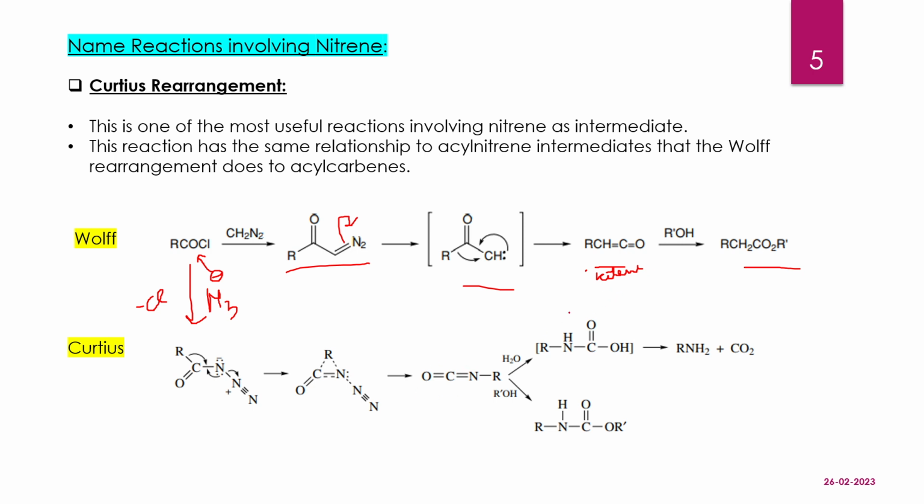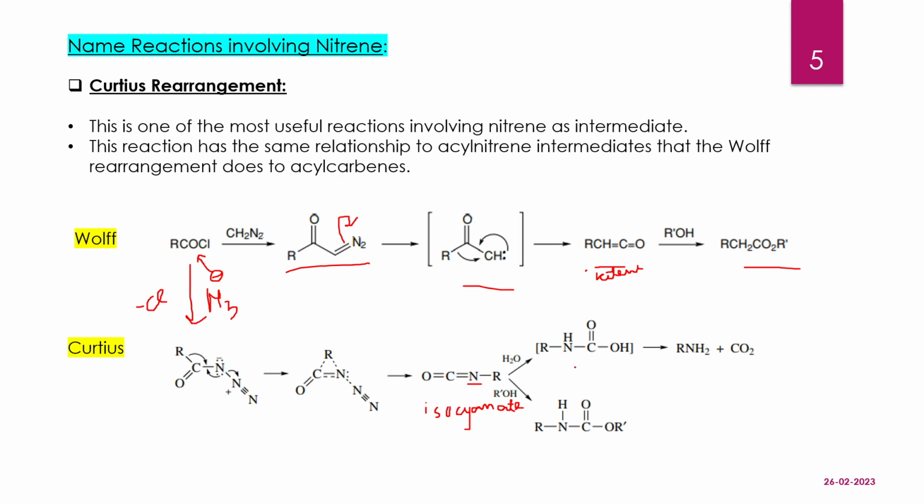This was called ketene. See the difference. There is a CH double bond O, but in this case, instead of CH there is a nitrogen. So this is called isocyanate. So instead of ketene, we will get an isocyanate intermediate, and in a similar way, when you add water, you will get acid, and if we add any kind of alcohol, we will get ester.